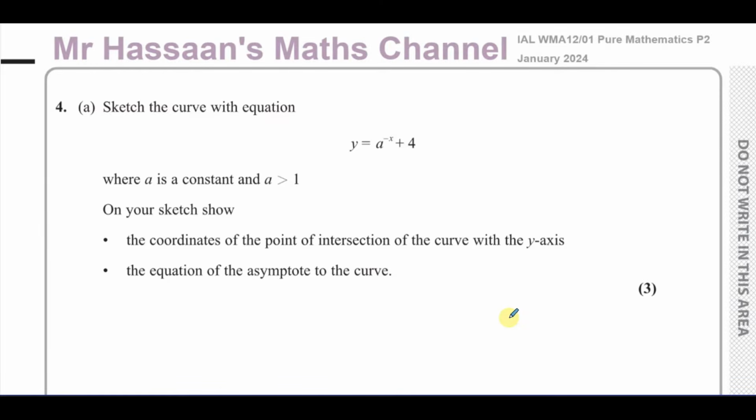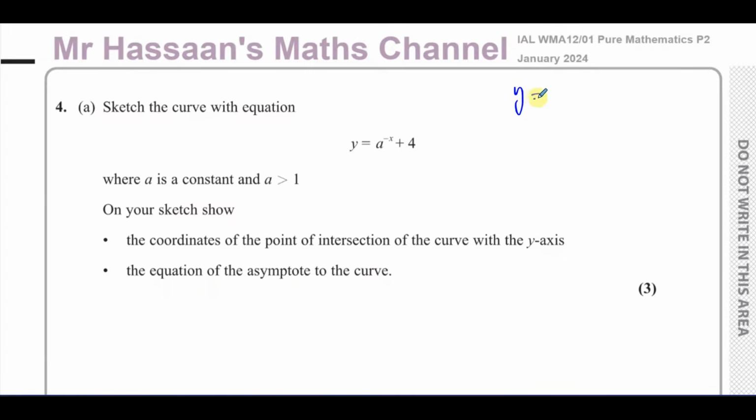I'm now answering question number 4 from the January 2024 Pure Mathematics P2 paper from Edexcel International A-Level. Part A is telling us to sketch the curve with the equation y equals a to the power of negative x plus 4, where a is a constant and a is greater than 1. On your sketch, show the coordinates of the point of intersection of the curve with the y-axis and the equation of the asymptote to the curve.